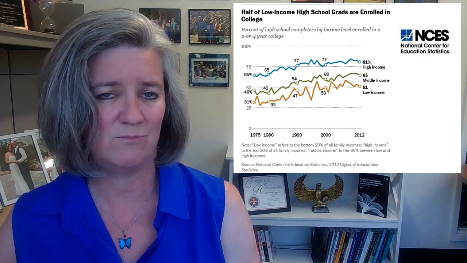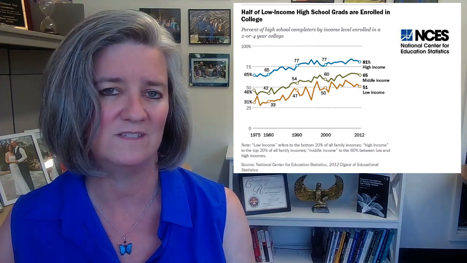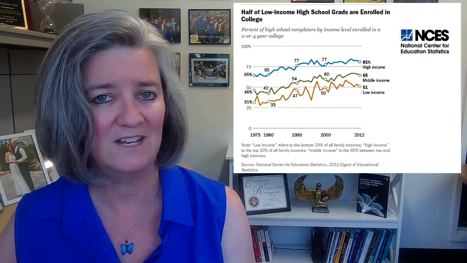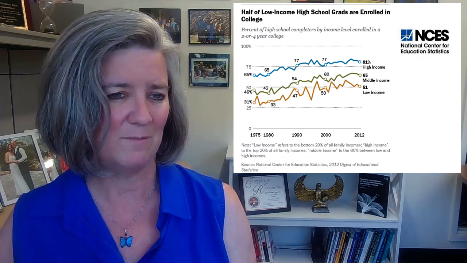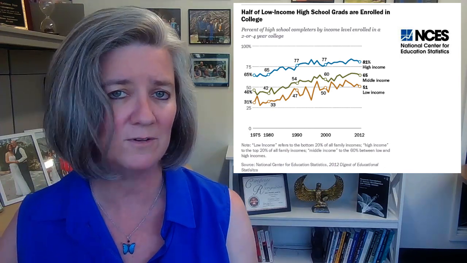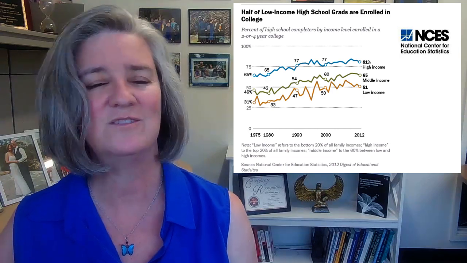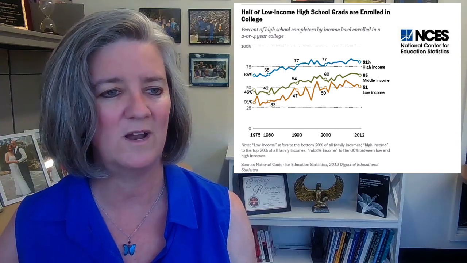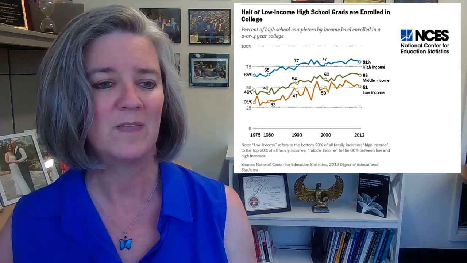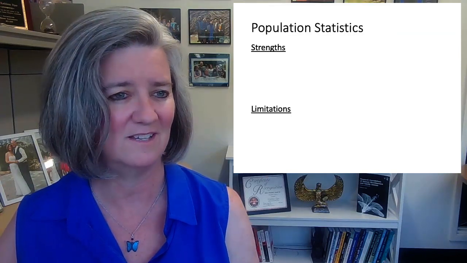So that's just really basic background information about how many high school graduates go on to college, and our government tracks that kind of information. So these numbers are based on the entire population. There's no sampling involved whatsoever. Everybody's included in there. And it's the use of archival records. These numbers were not collected for research purposes. They were collected by the government for other purposes, but researchers can use them. So that is the essence of population statistics.